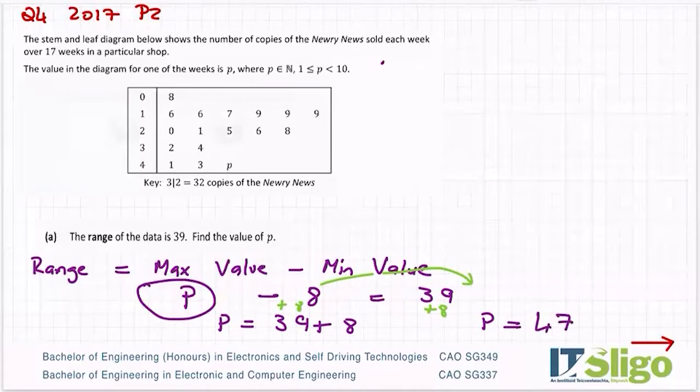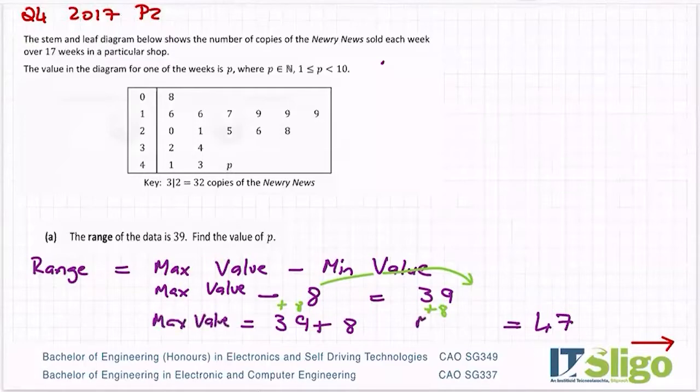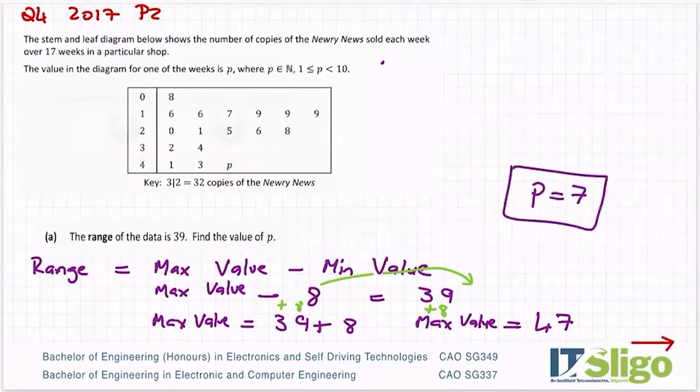And strictly speaking, I shouldn't have called it P. I should have left it as max value, and then it might make more sense. So let me go back and do that, because I don't want to confuse you. So the max value is 47. To fit that into your stem and leaf, there's the 4, so P is 7. So strictly speaking, P is 7.